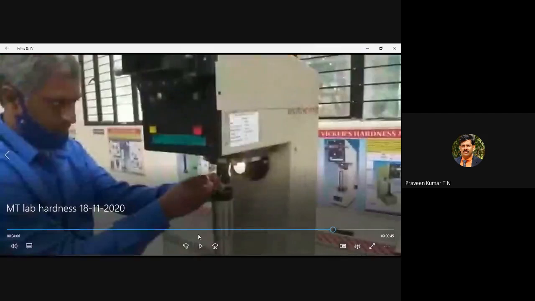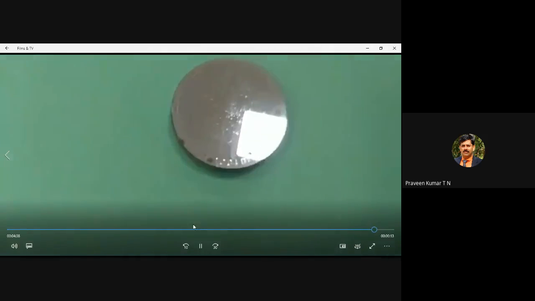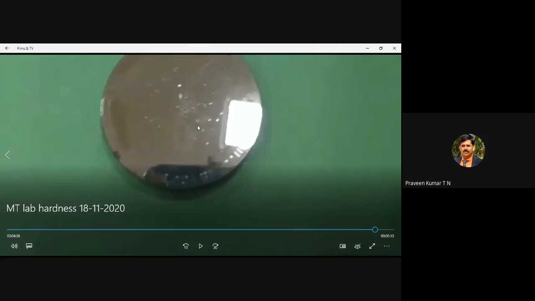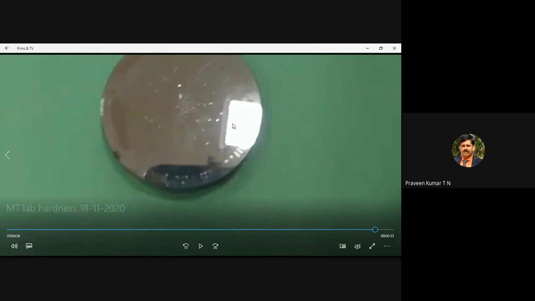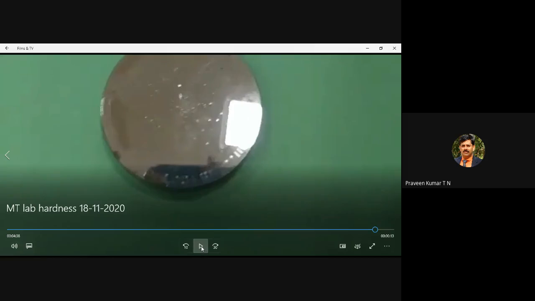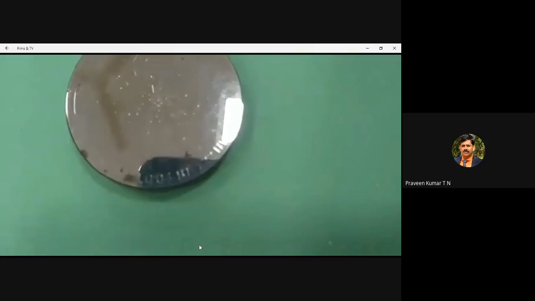So we can see, I think, the indentations are very small. You can see here, this is a small indentation. Especially it is used for ceramic materials and hardened steel, hardened cast iron, some hardened even copper also. Only for harder material, diamond indenter is used. Diamond cone indenters are used in the case of Vickers hardness testing machine. Otherwise, the specimen may break. So you can see the indentation. It was done by your seniors in the last few years.